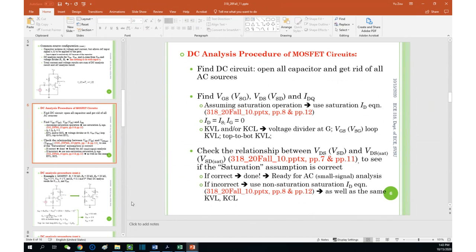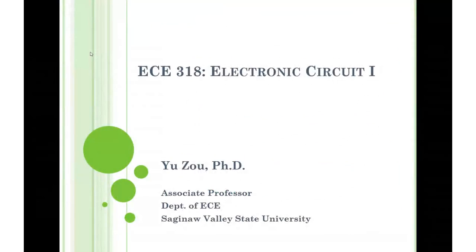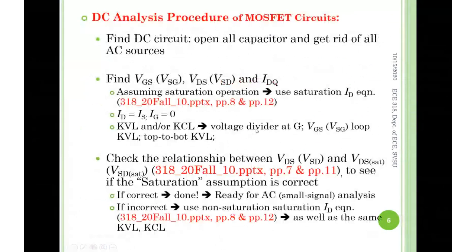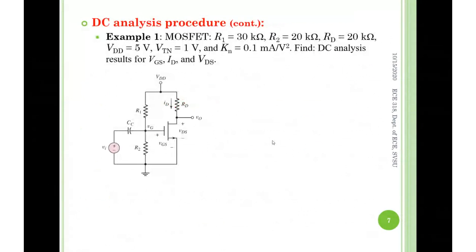All right. If this makes sense, then let's just go over examples to see how we really use it. First example, let's see how we do this. It's a MOSFET circuit, and we have a bunch of resistors R1, R2, RD, and the DC supply on top, 5 volt. VTN, the threshold voltage for N channel, is 1 volt.